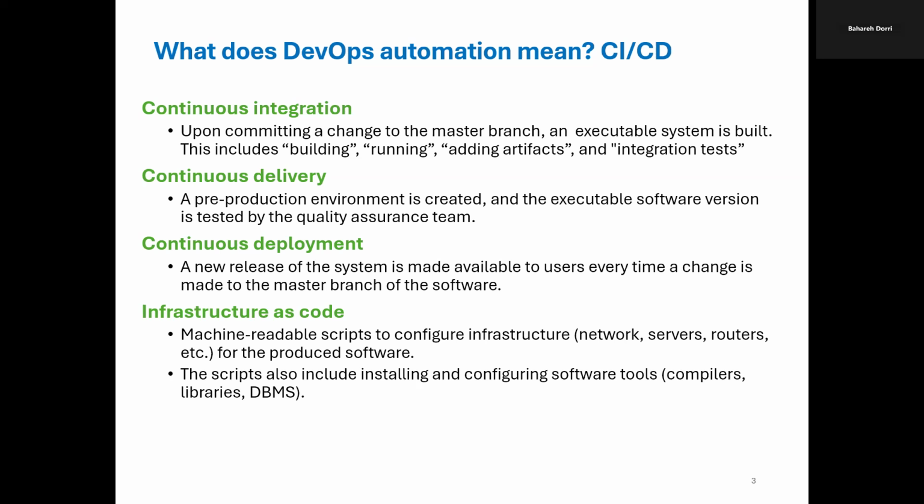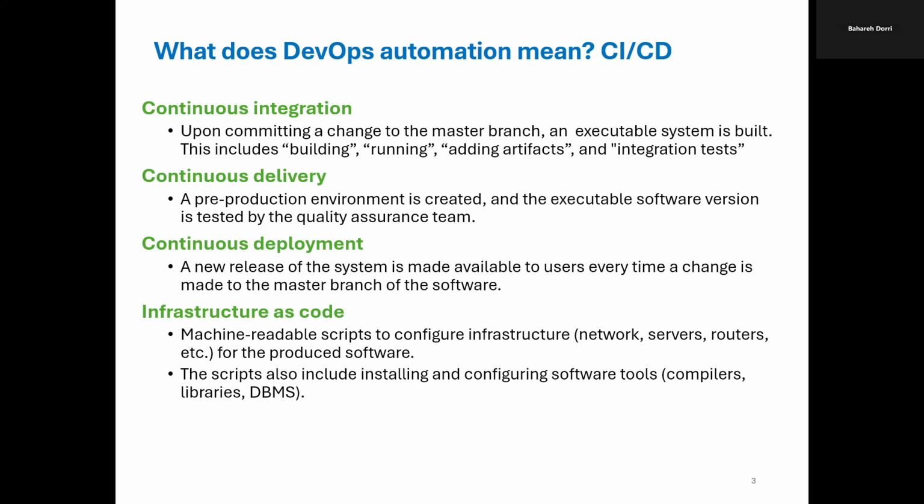Then comes continuous delivery. Here, the software that passed integration is pushed to a staging or pre-production environment. This is where the QA team gets involved. They run more thorough tests in an environment that mirrors production, so we can confidently say the software is ready to go live.